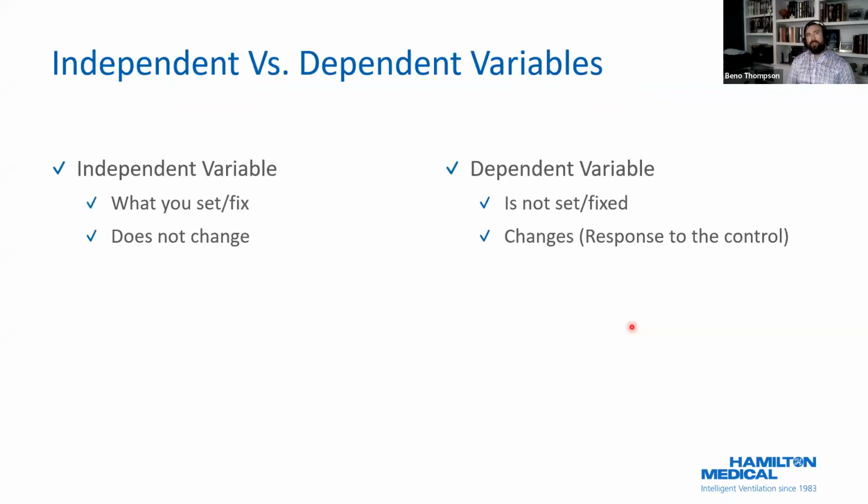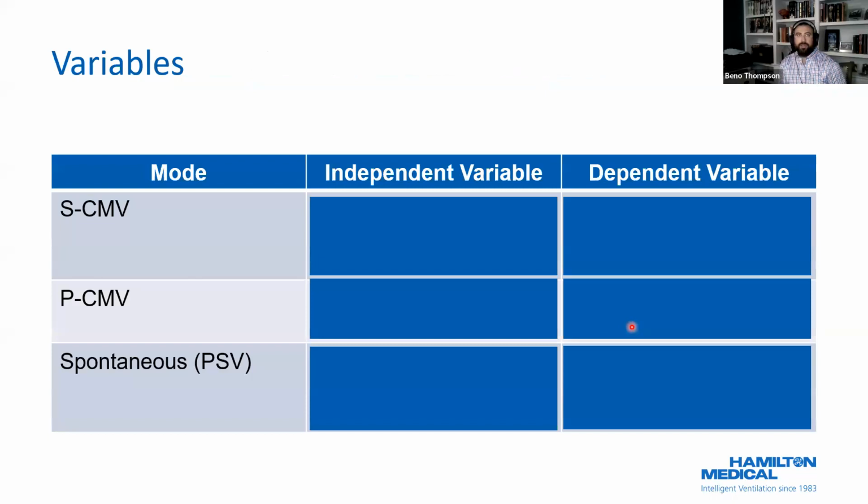So when we're talking about ventilation, we should always talk about independent and dependent variables. Okay, independent variables, those are what you set on the ventilator. Those are fixed, those do not change, right? Whereas dependent variables, they're not set, they're not fixed, and they will change over time with changes to your patient's pulmonary mechanics.